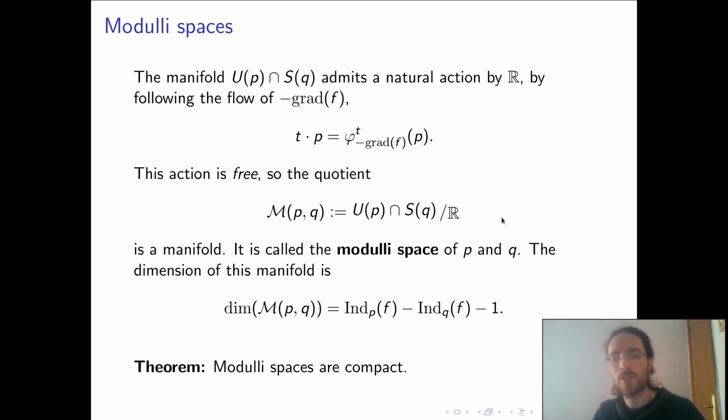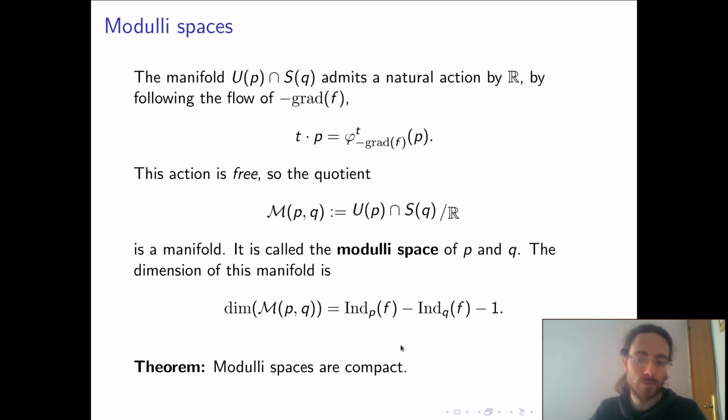You will see constructions analogous to this if you study other fields, for instance, Floer theory or a lot of symplectic homologies. The definition is this: it is the trajectories that go from P to Q, but you don't want the points of the trajectory. You want to identify the whole trajectory as a single point. And it's worth mentioning that this moduli space has one dimension less with respect to the previous one, so the dimension is the difference of indices minus 1.